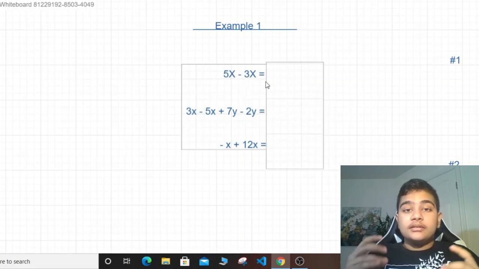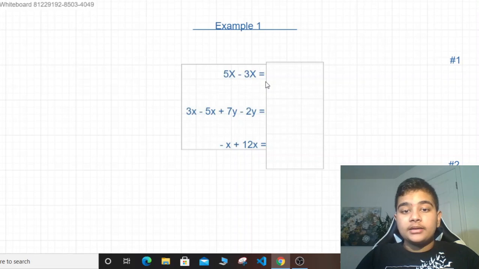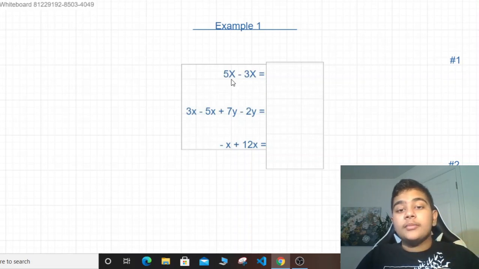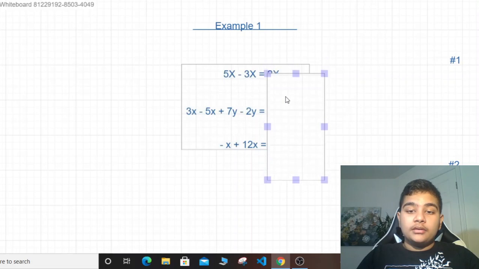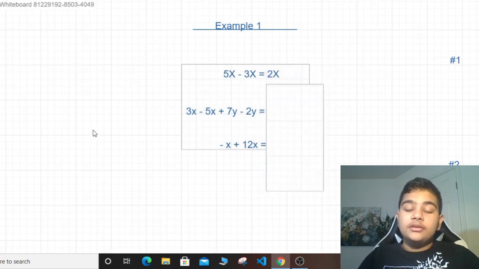So if they're the same variable, they can subtract each other. So when we're subtracting, we look at the numbers in front of the variable since they're the same variable. So we just do 5 minus by 3, which would get us to 2x. So we'll just run through these.